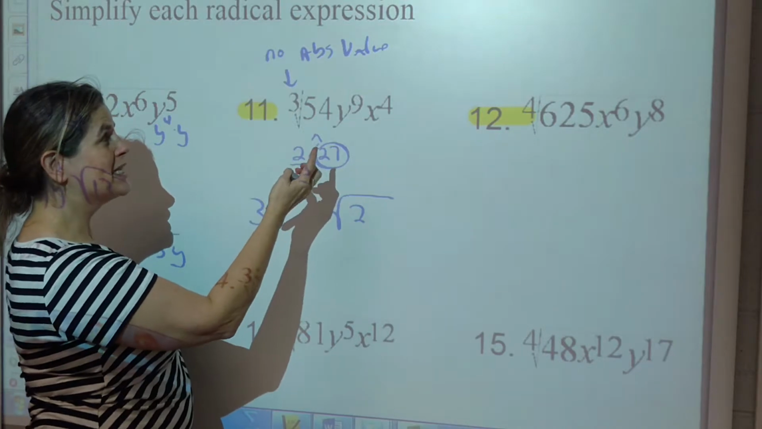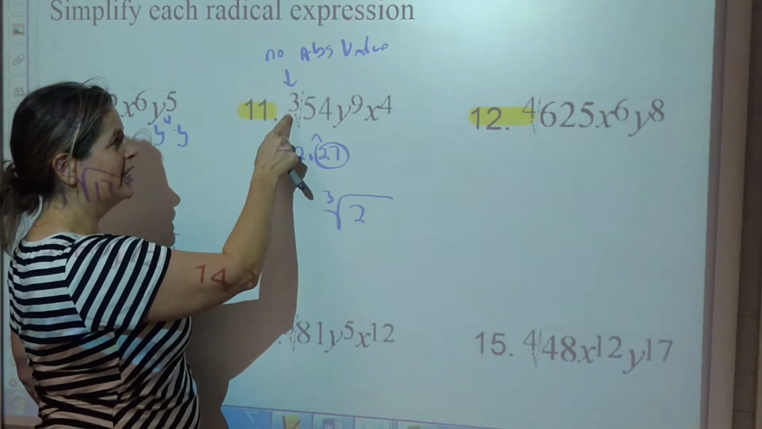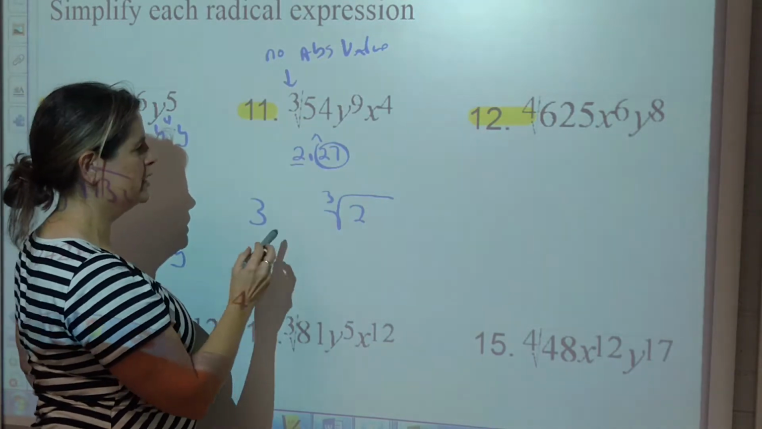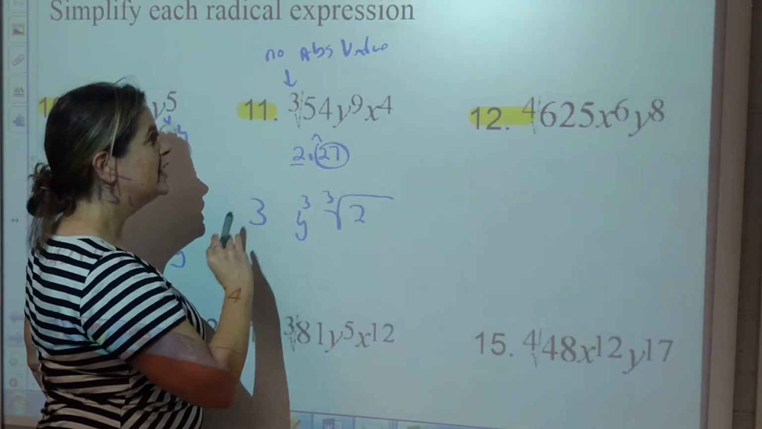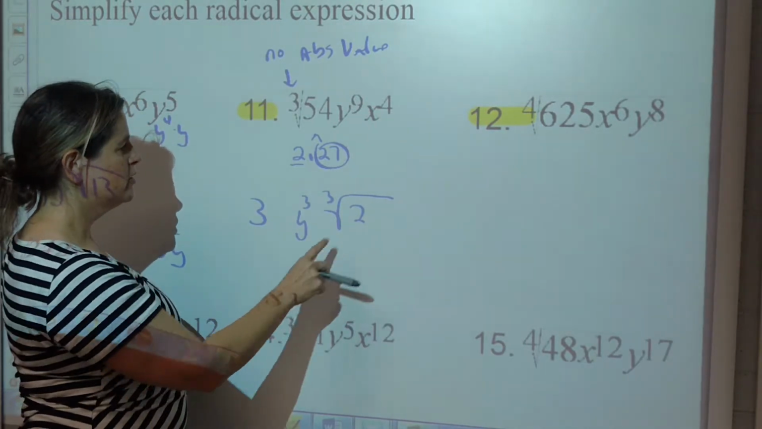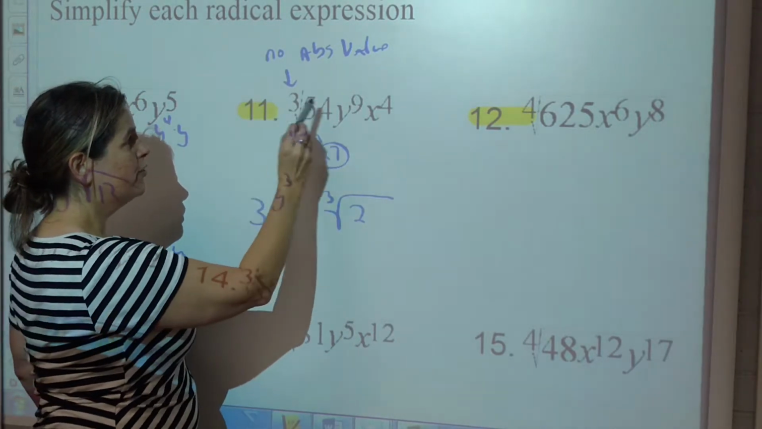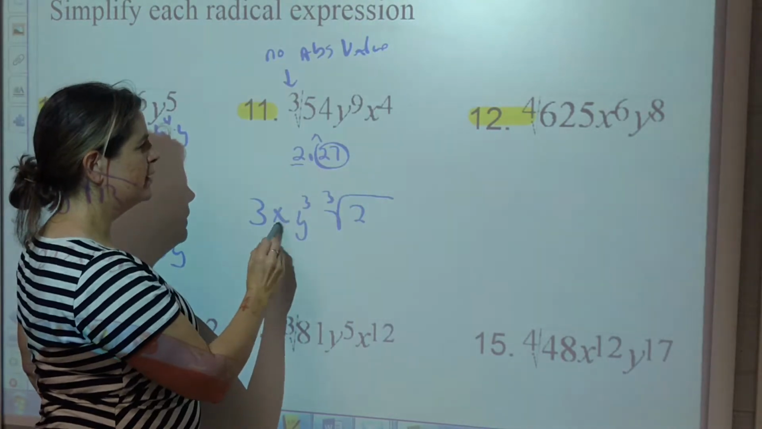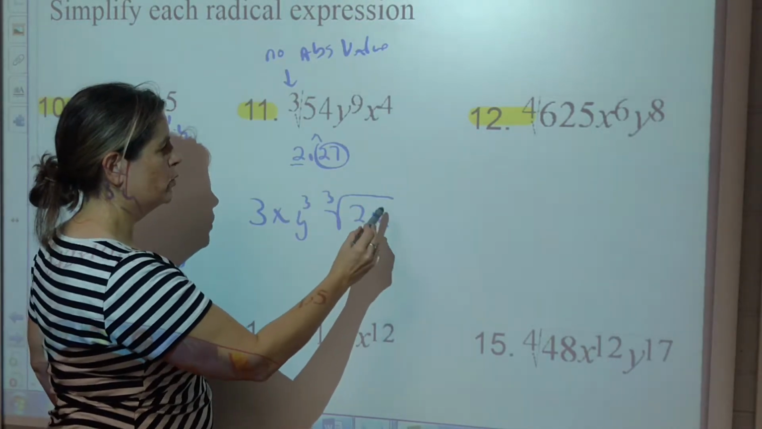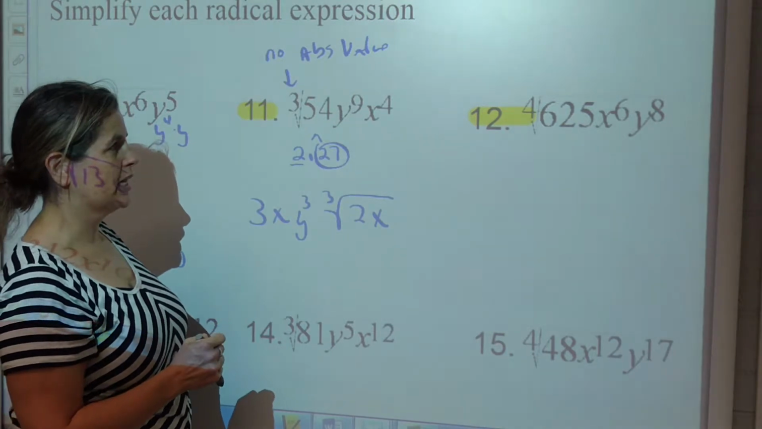This time you're doing the same thing. You're dividing by that index. So how many times will 3 go into 9? Well, 3 times. Evenly, no leftovers. So no y's left inside. And 3 goes into 4 just 1 time. And that leaves a remainder of 1, so you have 1x left inside.